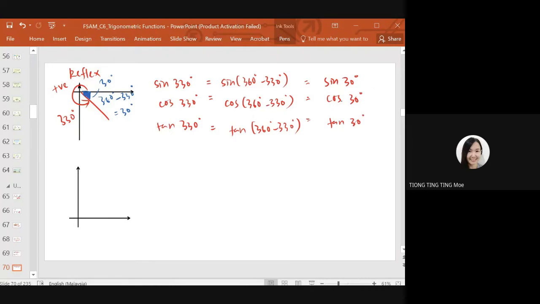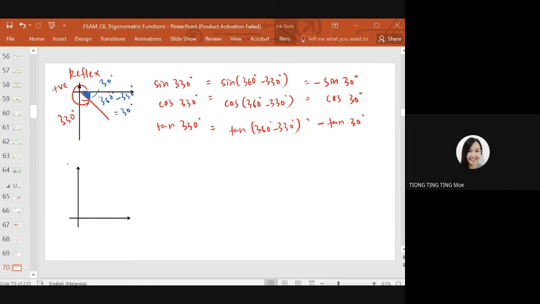Okay, so after this, the same thing. You look at here. Sin is y coordinate. Y negative. Cos here is positive or negative? Cos here is x coordinate. X coordinate here, so it's at the right hand side of your x-axis. So it's positive. Negative, positive. So tangent is negative.